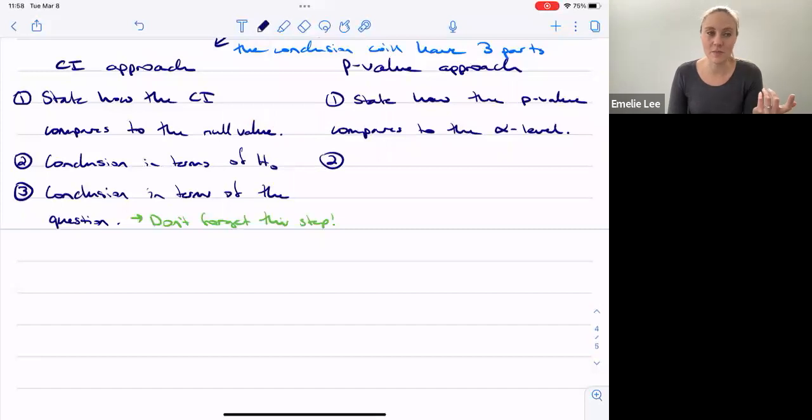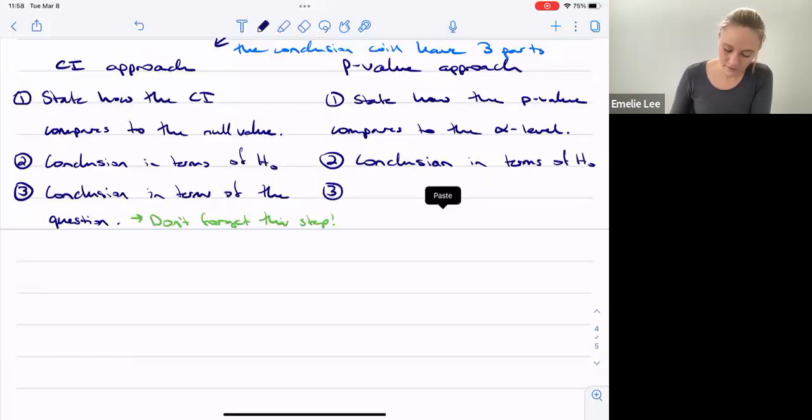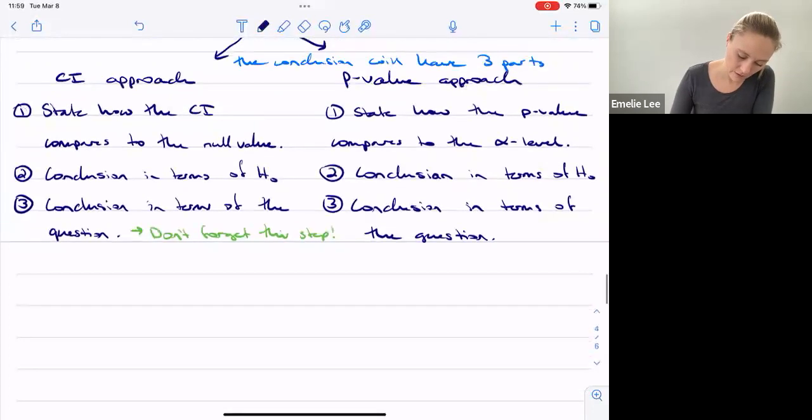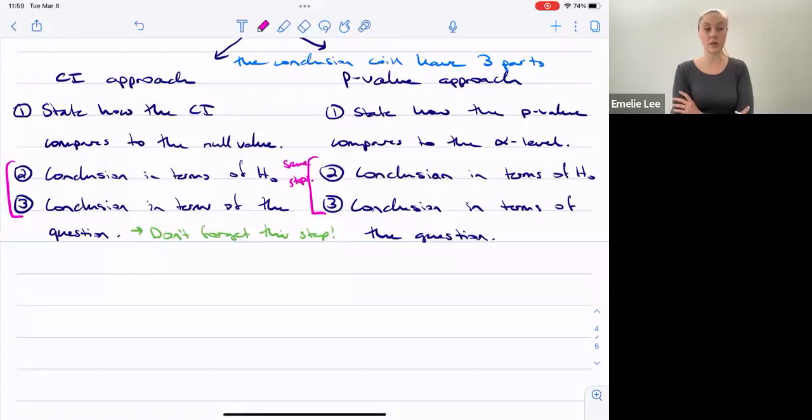Your second step is going to be the same though. So based on the comparison from step one, then you're going to be able to draw a conclusion in terms of H naught. And finally, it's going to be the conclusion in terms of the question. Right, and so notice that these last two steps are the same steps, regardless of how you did your hypothesis test.